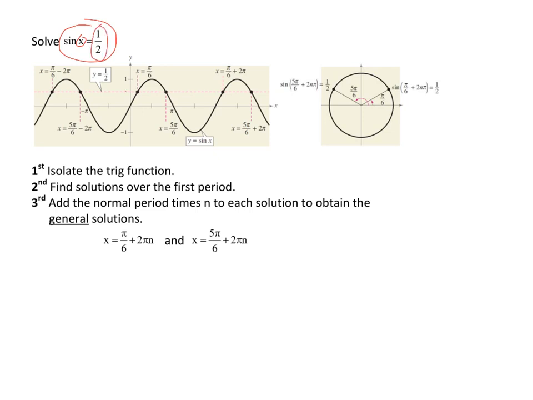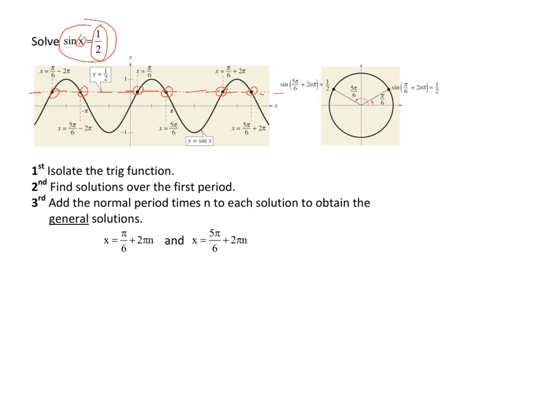Here I'm along the y-axis, and these are all the y values that are a half. So here are all the points on the graph or the wave that have a y value of a half. And so how do I state my solution in a way that it covers all these points?